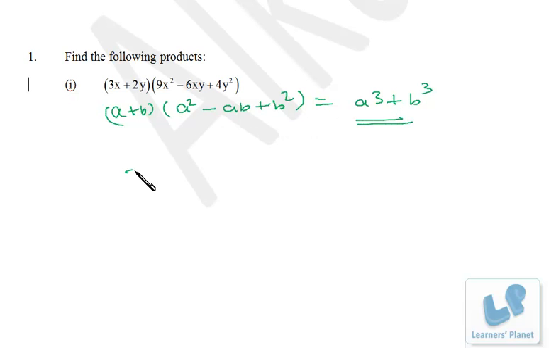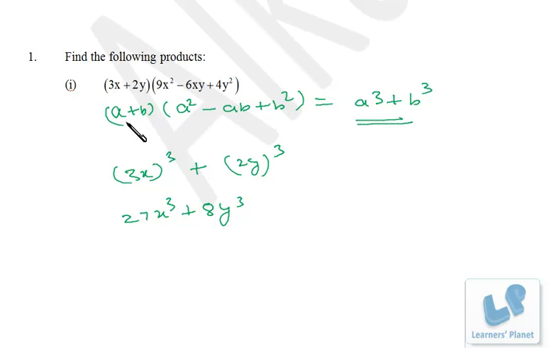So a cube is what? (3x) whole cube plus b cube is what? (2y) whole cube. So it's what? 27x cube plus 8y cube, right? So if you are able to identify the algebraic identity, the problem, or the product, will be very simple for you, right? Just two steps as you can see over here, right?